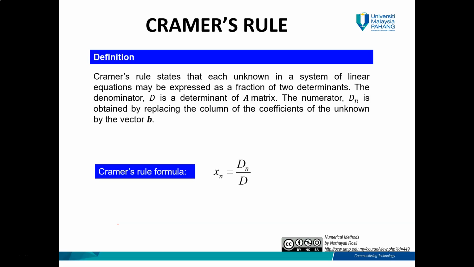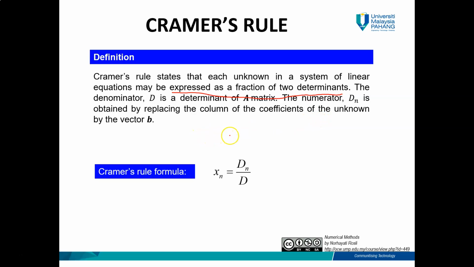Cramer's rule is a method that states that each unknown in a system of linear equations can be expressed as a fraction of two determinants. The denominator D is computed by finding the determinant of the A matrix. The numerator Dn is obtained by replacing the column of the coefficients of the unknown by the vector B.